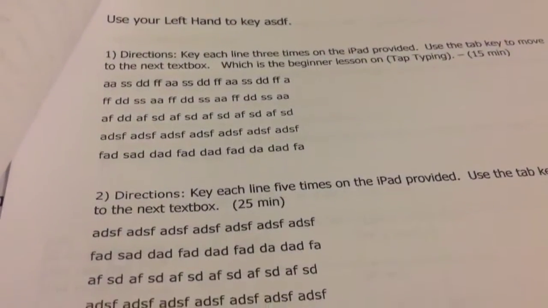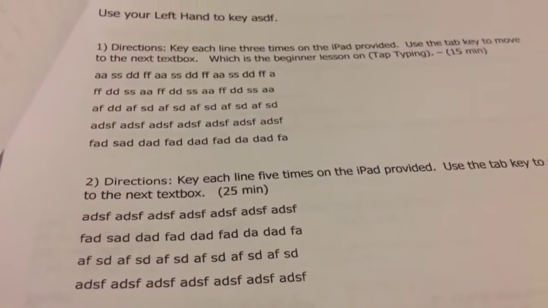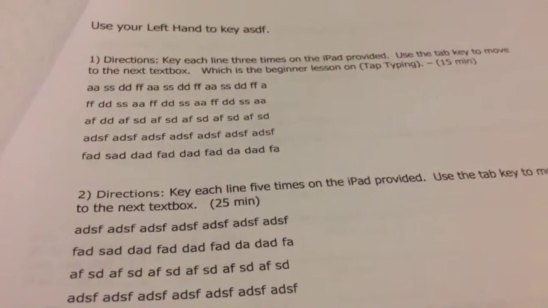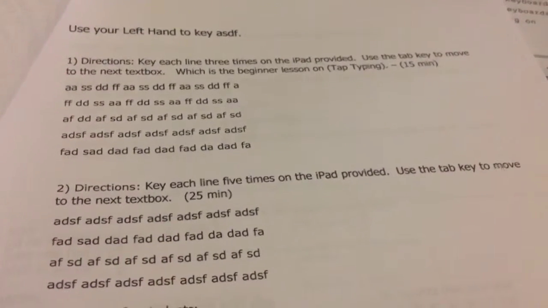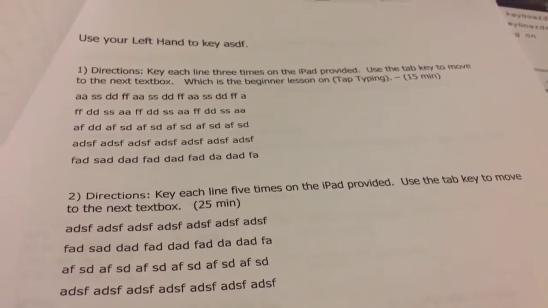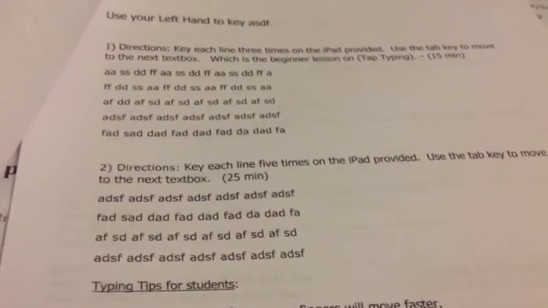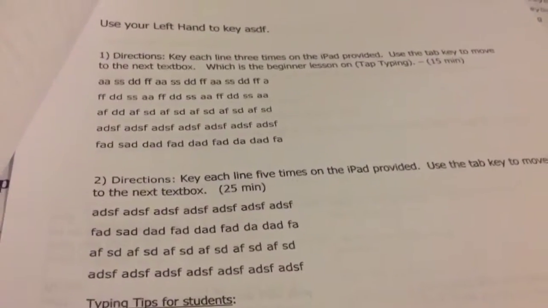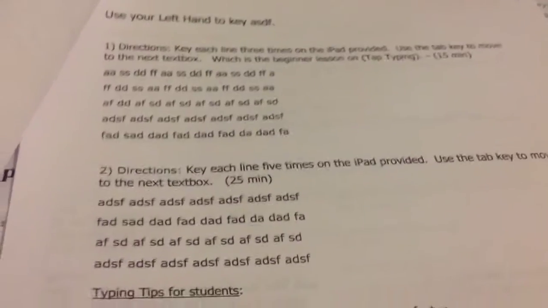Use the left hand to key in A, S, D, F. They'll have to follow the first direction, each key line 3 times on the iPad provided, using the tab key to move to the next tab box, which is the beginner lesson on tab typing, for 15 minutes. Then for direction 2, they'll have to do these 4 lines 5 times each, which should take them a 25 minute time frame.